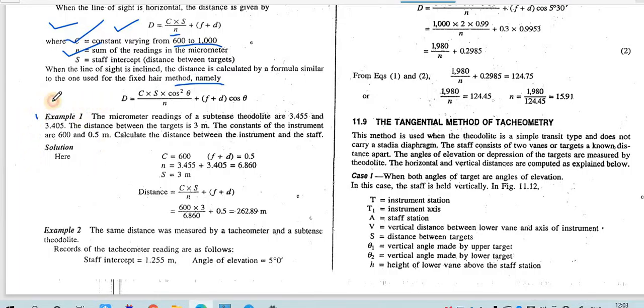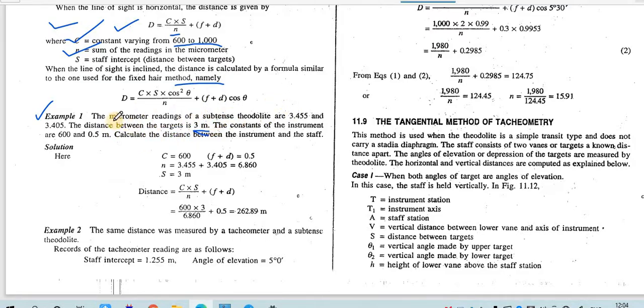So question one is saying that the micrometer readings on the subtense theodolite are 3.455 and 3.405. The distance between the targets is 3 meters. So over here you can see that the distance between the targets is given. By this only you can understand that this is not a problem of the fixed hair method. This is a problem of your movable hair method.